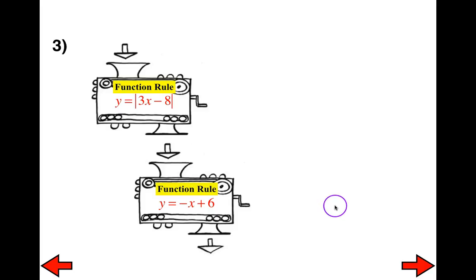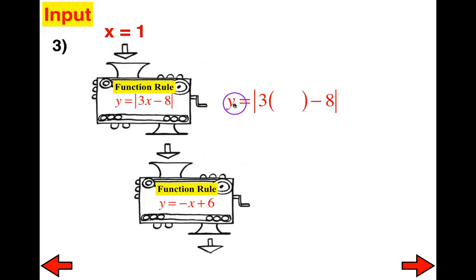Okay, so now let's try using the function machine twice. So let me give you an example. Here, if I have an input of 1, it's going to go into this machine first. So I'm going to say, okay, y equals the absolute value of 3 times the number, x, which is going to be 1, minus 8. So now I'm going to go ahead and do multiplication first. 3 times 1 is 3, so I have 3 minus 8. Take the absolute value of that to get the output. I'm going to get y equals the absolute value of negative 5, which is going to give me 5.